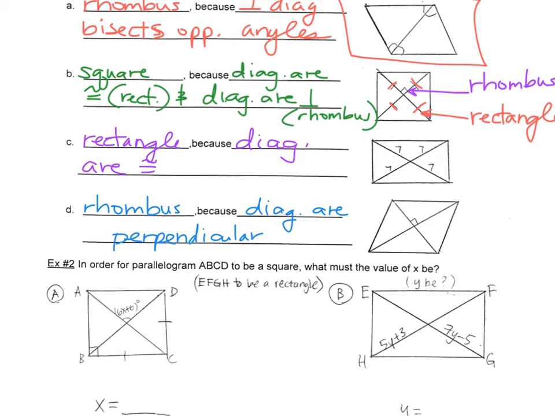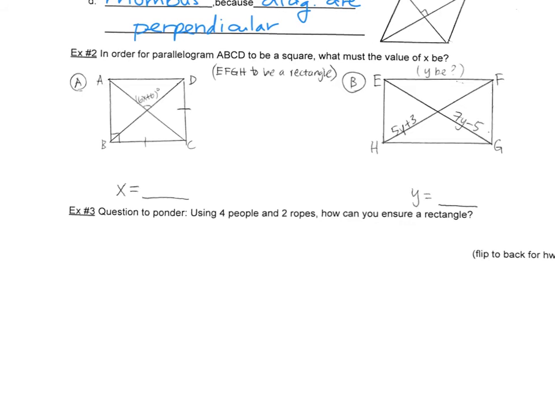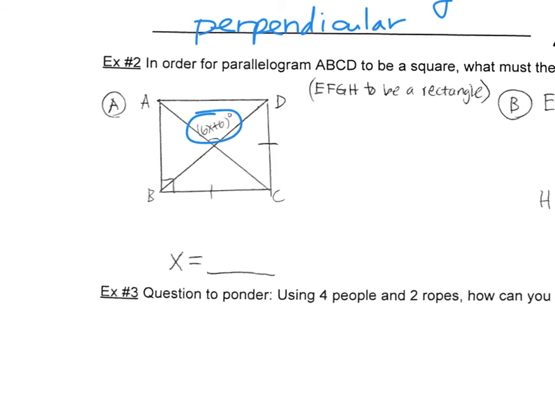Okay, second example. You have 2 pictures here, and it says, in order for the parallelogram ABCD to be a square, what would the value of x have to be, okay? So forget the markings for now. Just considering that we know this, we know that 6x plus 6 is that angle. What would x have to be if this is going to be a square? Okay, so we're trying to make this one a square.